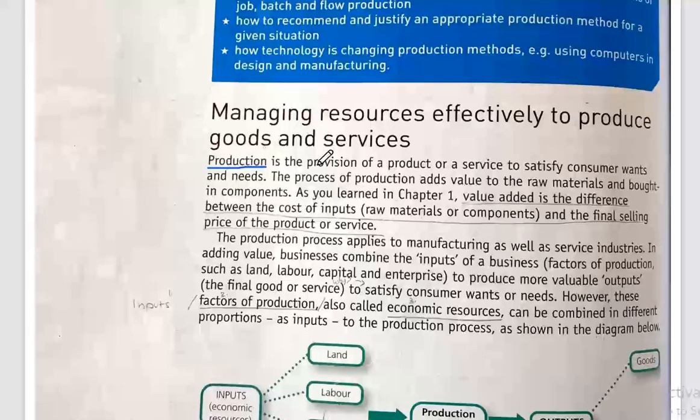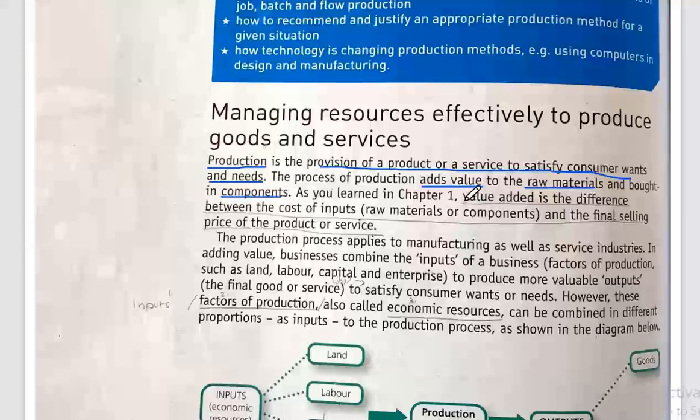Okay, so when we start talking about it, we must know about production. Production is the provision of a product or a service to satisfy a consumer's wants and needs. This is the definition of production. The process of production adds value to the raw material and bought-in components, the components that I buy in order to start my production process.